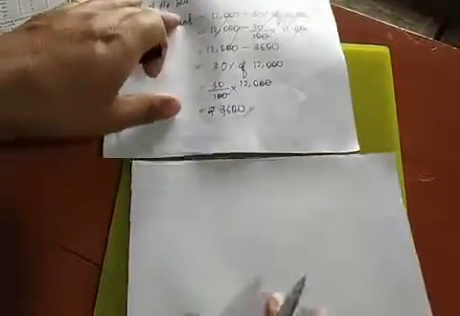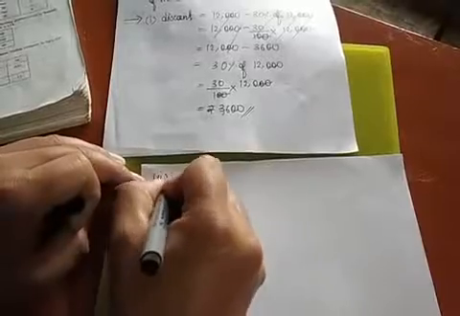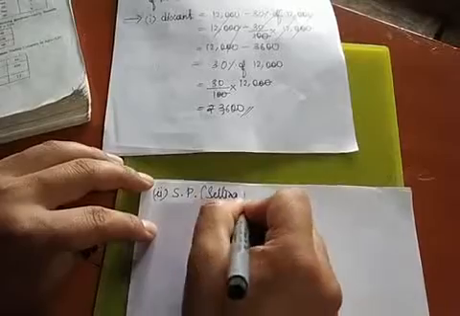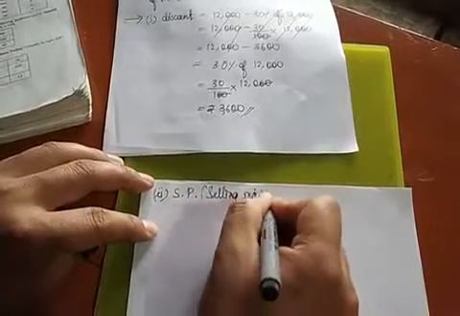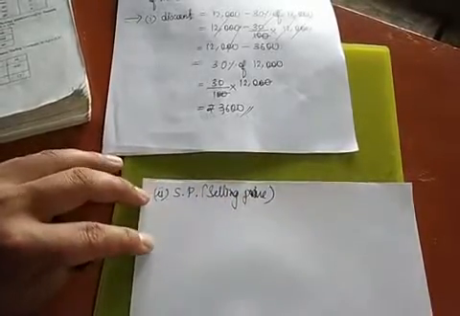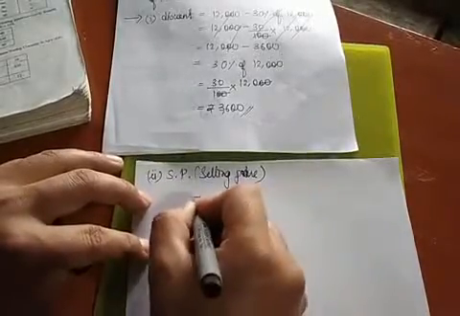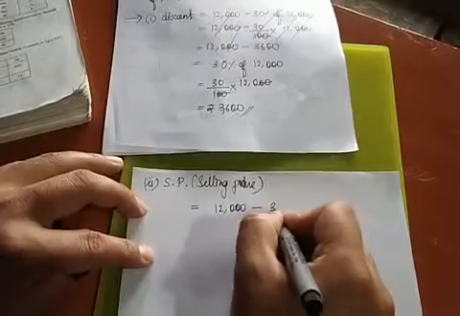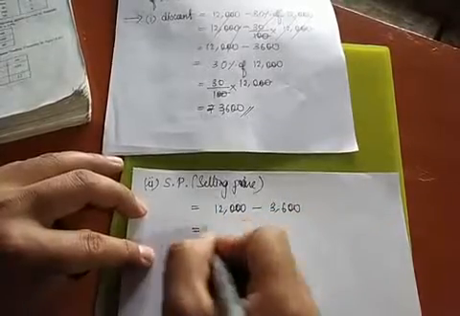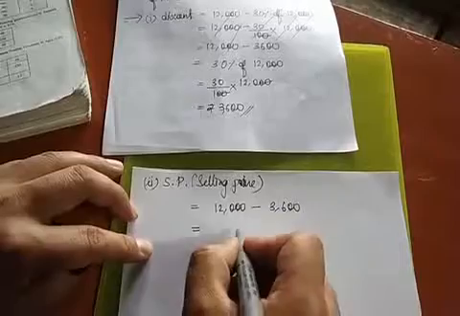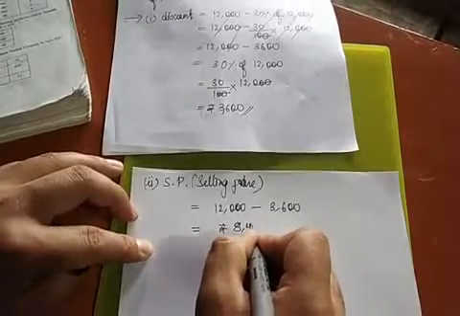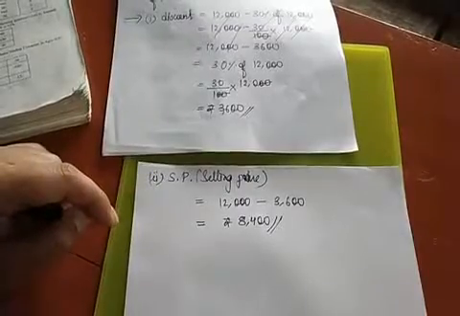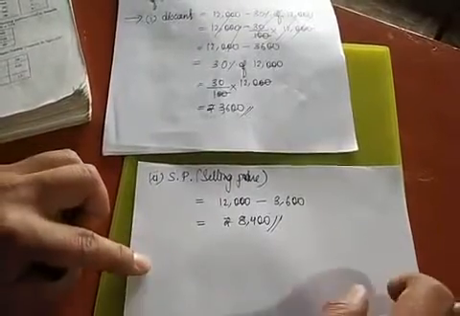Now question number 2, we have to calculate SP, that is the selling price. Remember that when I calculate GST, I'll have to calculate on the selling price. So selling price is the mark price minus the discount, 3600. So therefore this will be rupees 8,400. So this is our marked price. Sorry, this is our selling price.